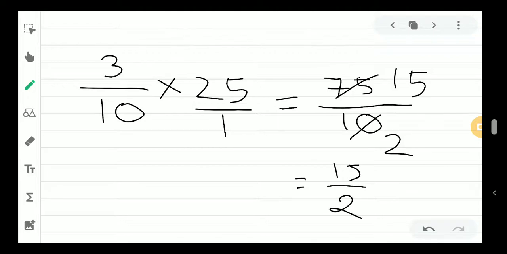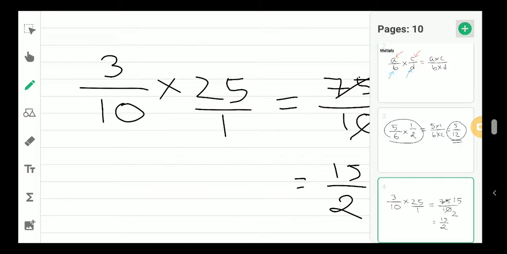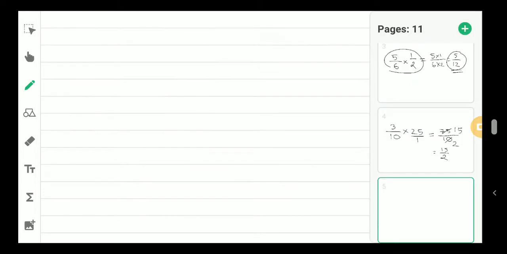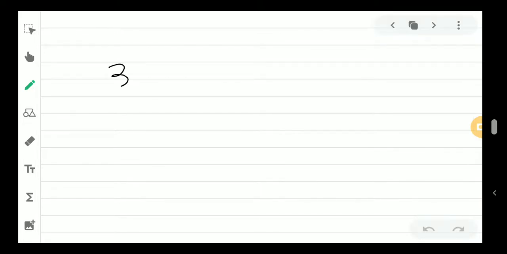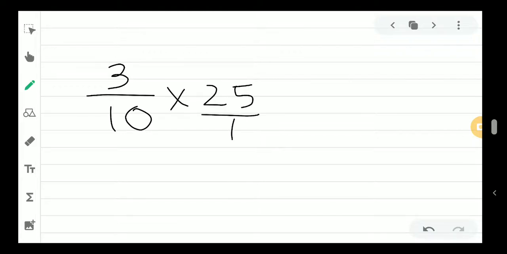Now I will show you another way to do it. Look at this, you will understand it. 3 by 10 into 25, right? And as I told you, 25 can be converted into a fraction. Now we can cancel this 10 and this 25, since this 10 is the denominator and 25 is the numerator. If the numerator and denominator have a common factor, and we can see that 5 is the common factor here, because 5 can divide 10. Yes or no? 5 can divide 10 completely. Similarly, 5 also can divide 25 completely. So let us do that.